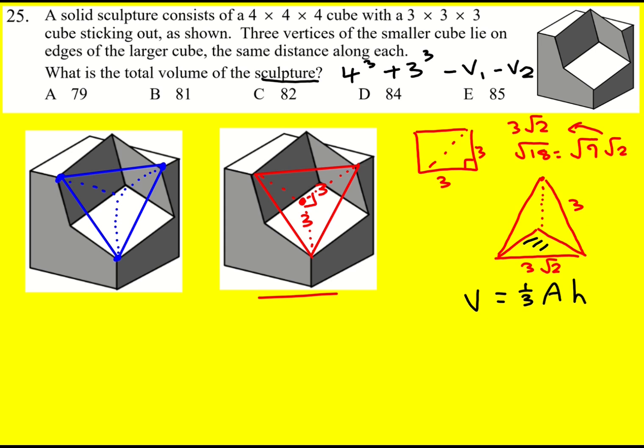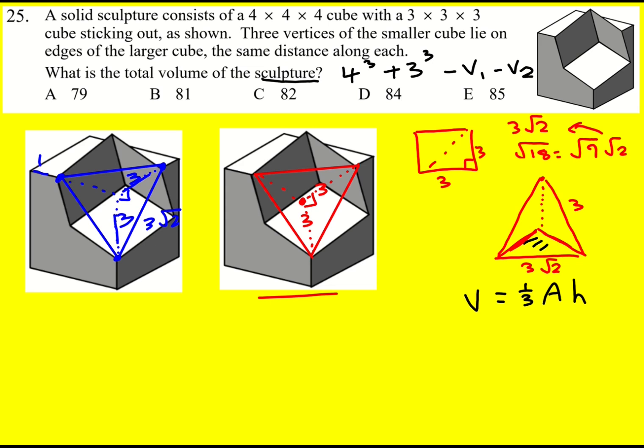This length is 3. And the other two lengths at the top are 3, and the other two along the bottom, this one and this one, are also 3 root 2. Now what I see on the left-hand pyramid is the same length, 3 root 2, and then these two are the same, and this is a right angle, so they must also be 3. Which means when it said that the 3 vertices of the smaller cube lie on edges of the larger cube the same distance along, that's telling me the distance along now. So this little distance would be 1.